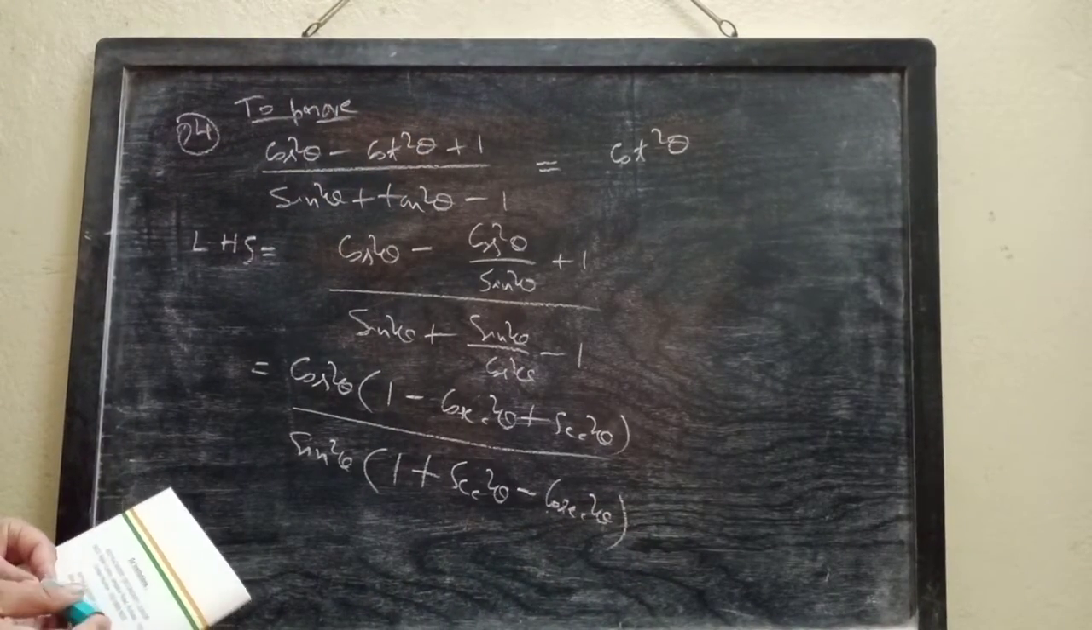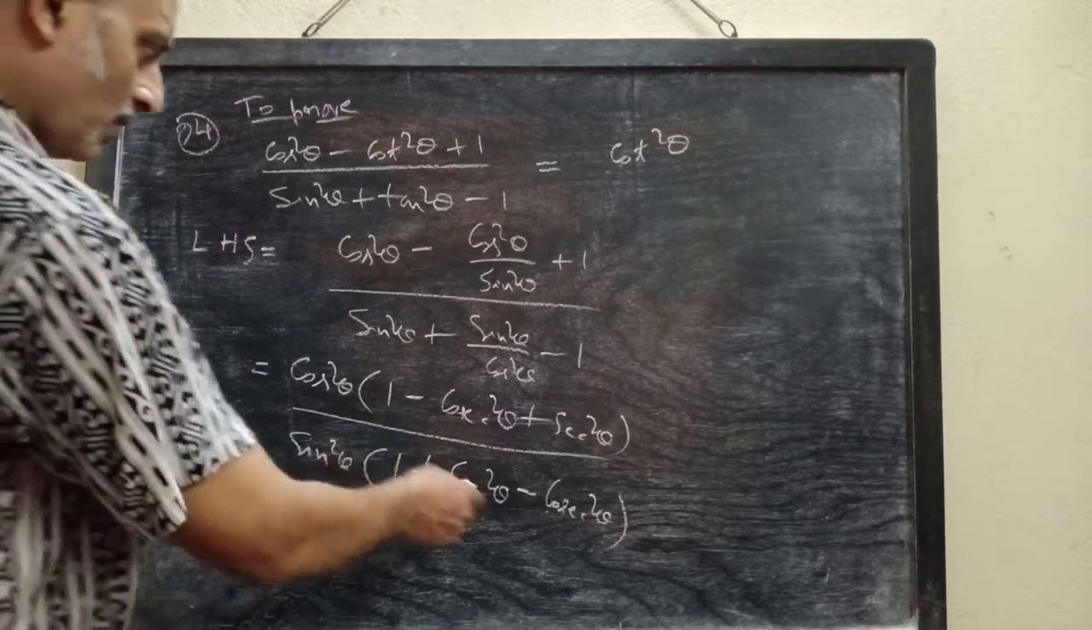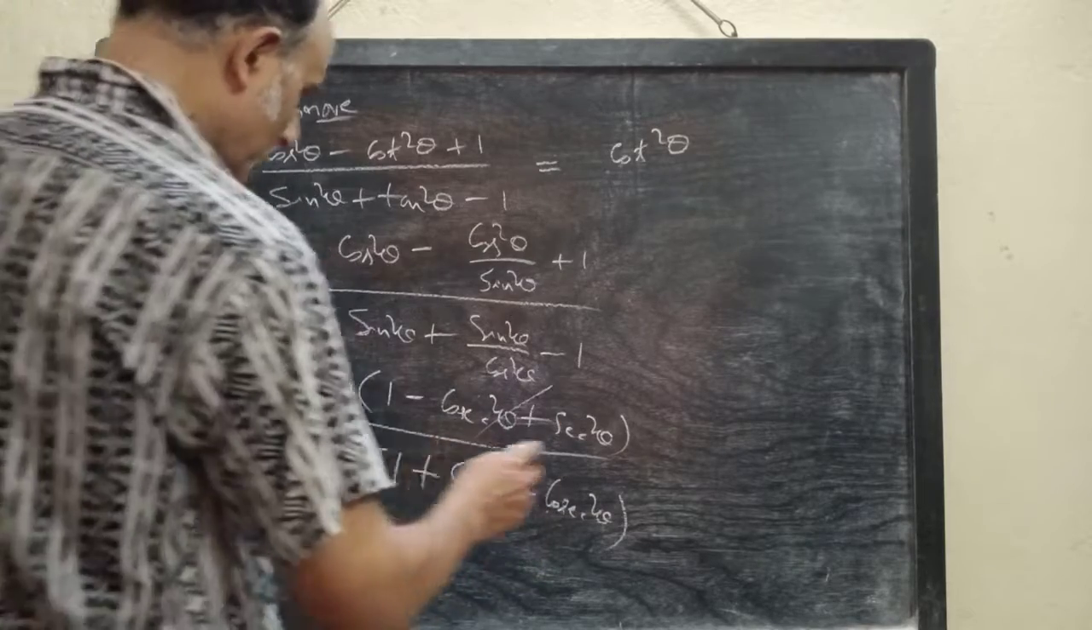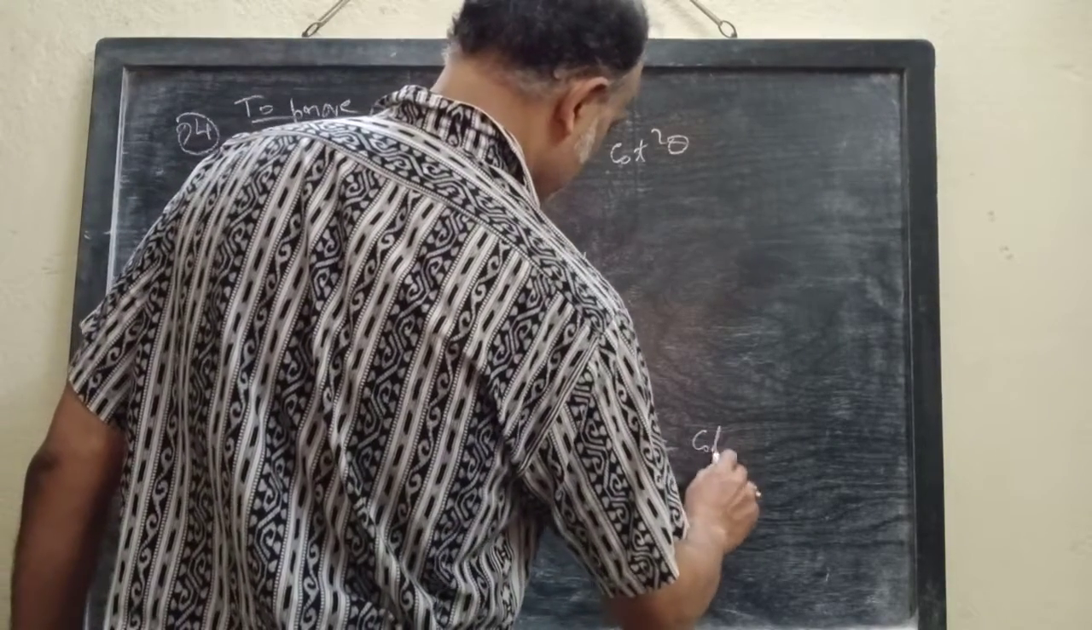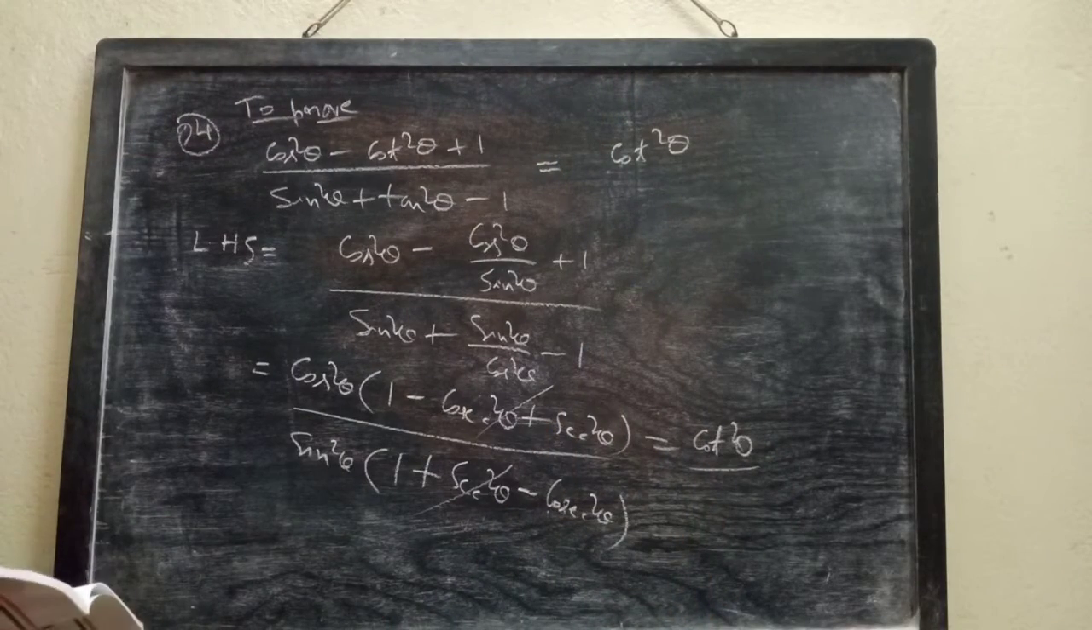Now look, these two factors become identical. 1 minus cosec square plus sec square, 1 minus cosec square plus sec square. So these will be cancelled. So cos square by sin square is cos square theta. Proved, question 94. Then 95.